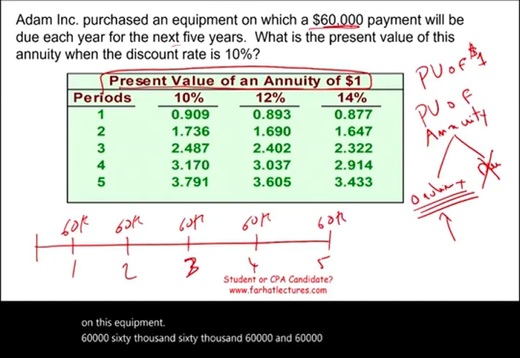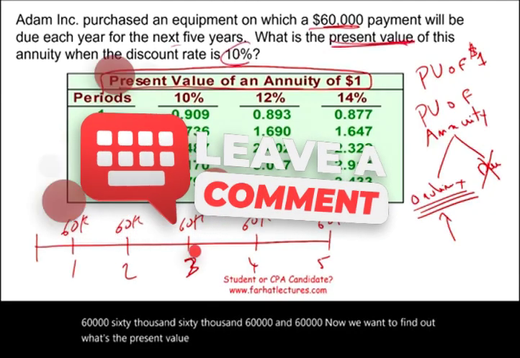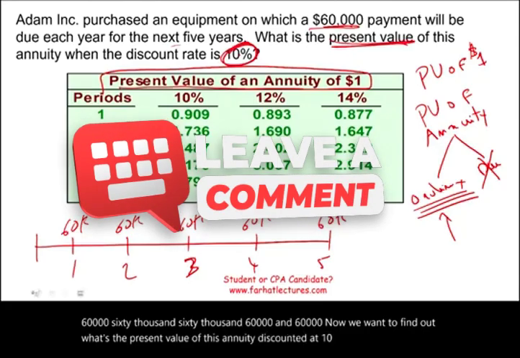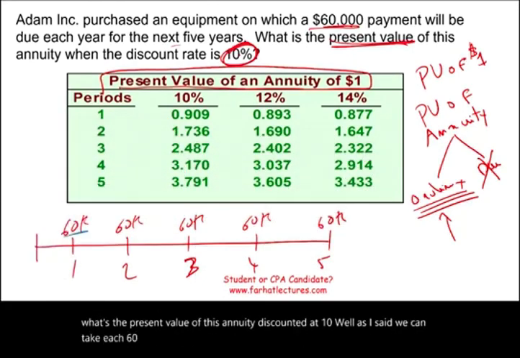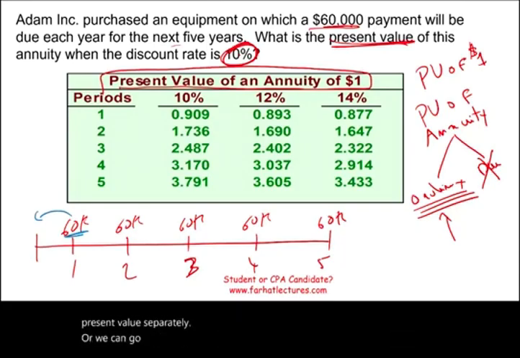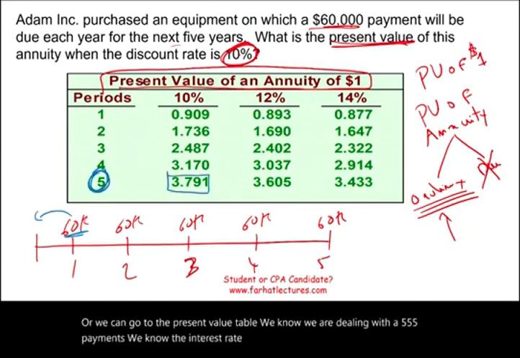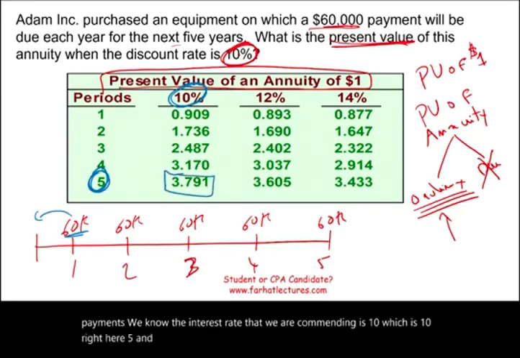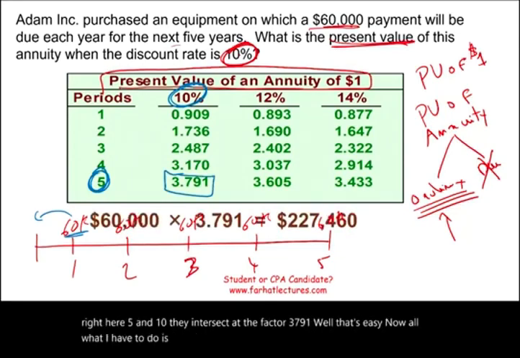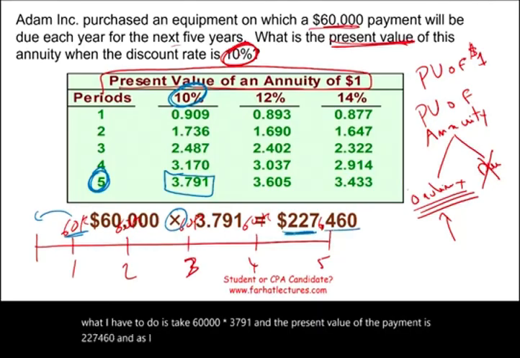Now we want to find out what's the present value of this annuity discounted at 10%. Well, as I said, we can take each one of these 60,000 and find the present value separately. Or we can go to the present value table. We know we are dealing with five payments. We know the interest rate is 10%, which is 10 right here. 5 and 10 intersect at the factor 3.791. Well, that's easy. All I have to do is take 60,000 times 3.791, and the present value of the payment is 227,460. And as I said, this is an ordinary annuity.